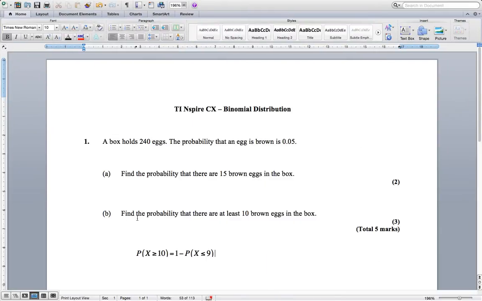So this is what you get. The required probability is 0.0733, correct to three significant figures. Okay. The next problem is find the probability that there are at least 10 brown eggs in the box. So this is P of x greater than or equal to 10. Okay. Now in this case, we are going to use BCD.